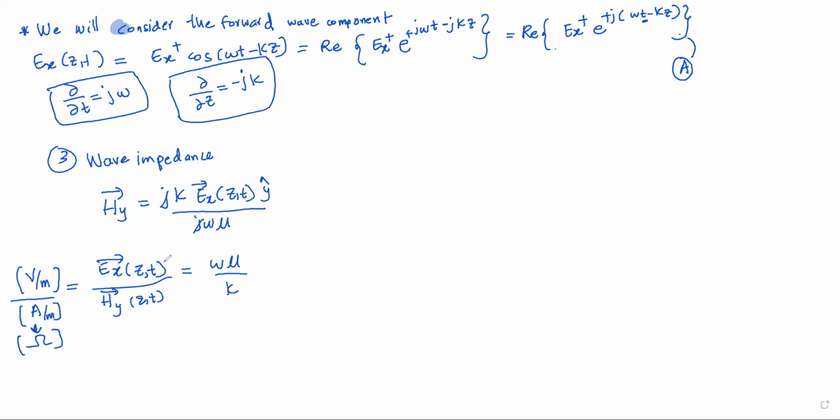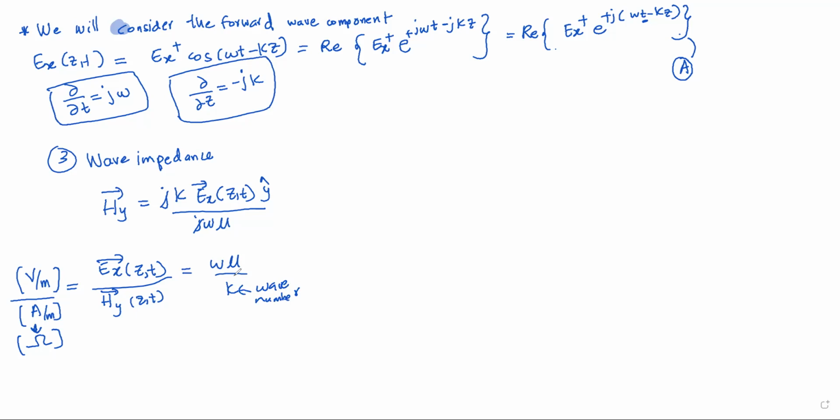If the total electric field is along the x-axis and the total magnetic field is along the y-axis, then we can denote the ratio between the electric field of the wave and the magnetic field of the wave like this. That can be represented as omega mu over k, right? k is, as I told you before, the wave number. So what is the wave number? That is something we want to discuss.